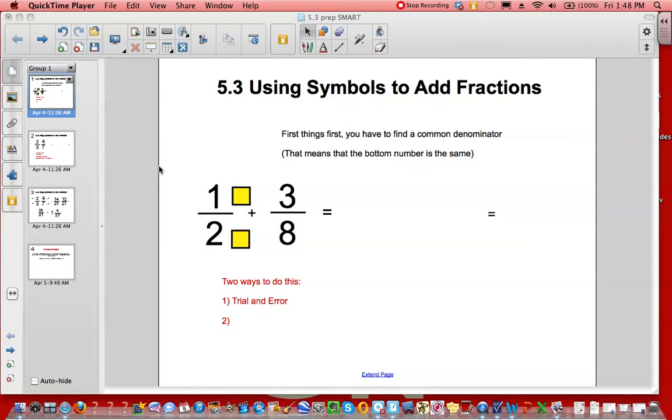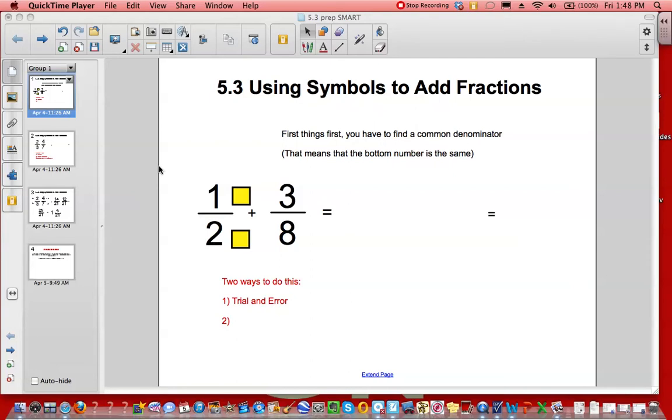Section 5.3, using symbols to add fractions. In Section 5.1, we used shapes and objects cut into different pieces to help us add fractions. This time we're going to use symbols, multiplication, adding, subtracting, basically doing it without shapes. First things first, you have to find a common denominator, or a common number to cut your shape into, like we did for Section 5.1.